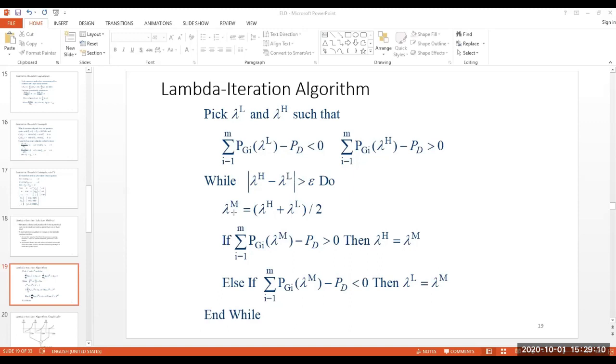If the first equation is satisfied, then lambda H will be lambda M. So then what will be lambda L? Lambda L will stay as it was in the previous iteration. Very good question. And similarly here, if this condition is fulfilled, lambda H will remain as it was in the immediate previous iteration. Clear? Yes, sir. Okay, thank you.